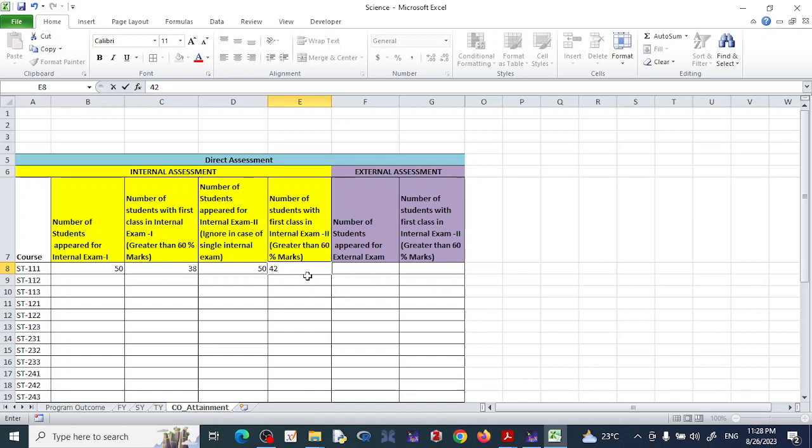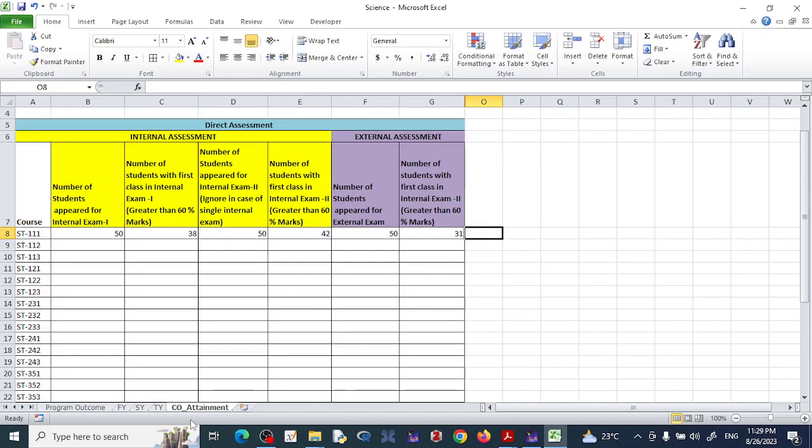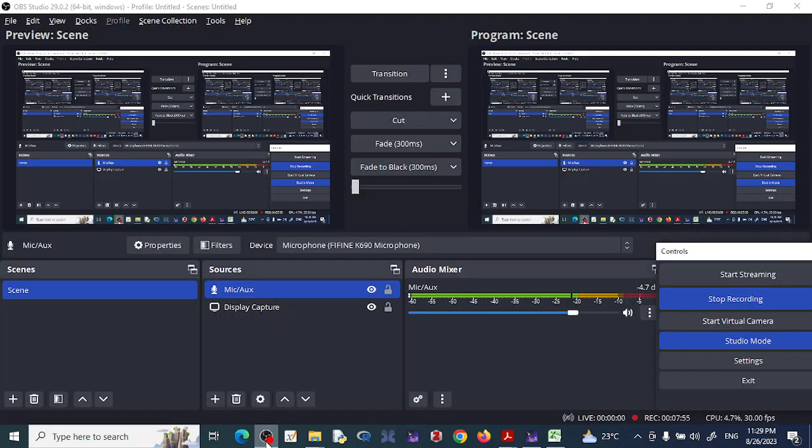got more than 60% marks. Here under external assessment we have to specify number of students appeared in external exam. Suppose also here 50 students appeared, and number of students in the external exam with more than 60% marks. Suppose here we have only 31 students. That needs to be specified. This is how we have to fill the information.